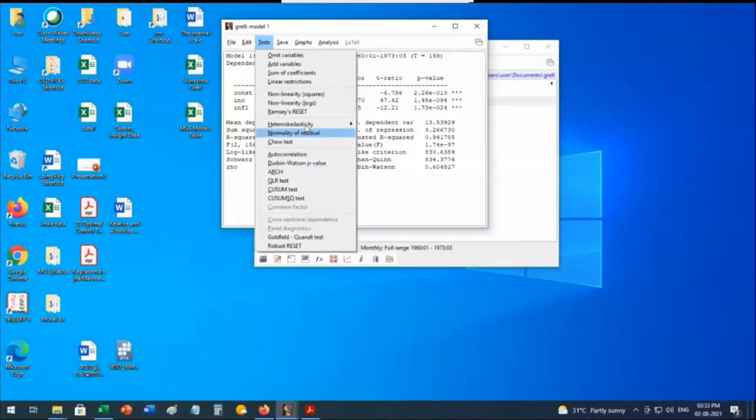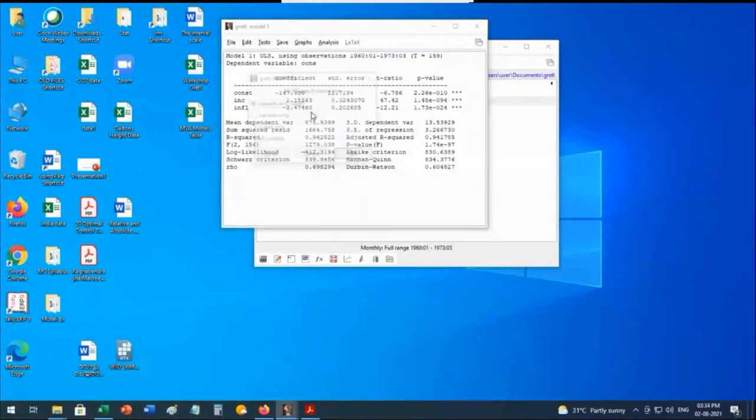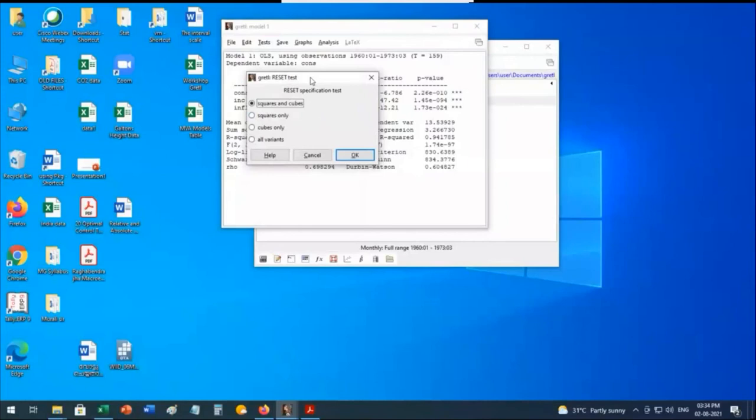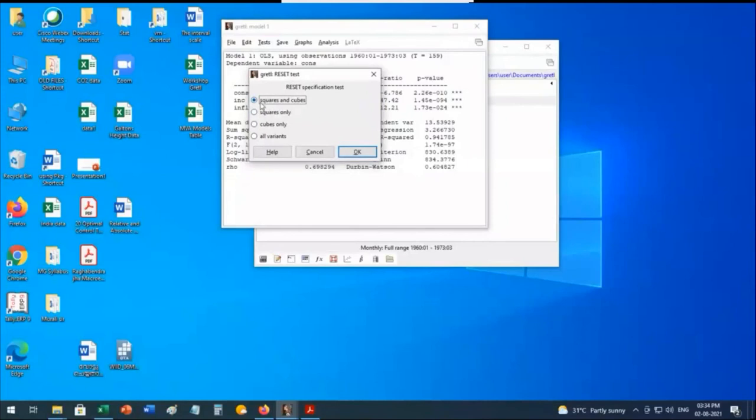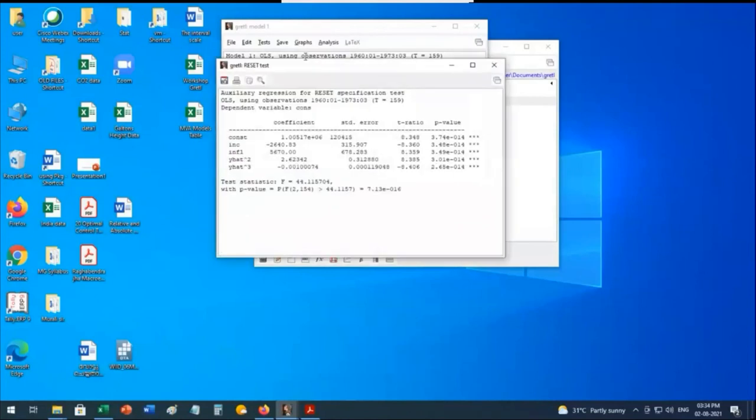Let us start with the Ramsey's reset. Click this one. And it is always better we go by the default one, that is squares and cubes, because all the possible non-linearities are included here. So we click OK, and here we have the results. Go to the last line. Last line reports the p-value.